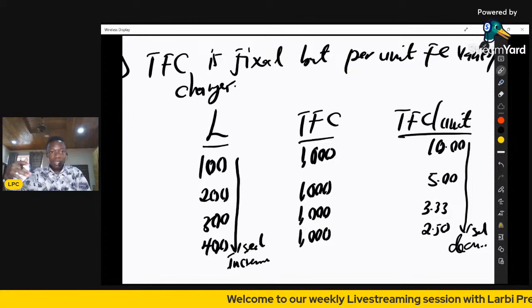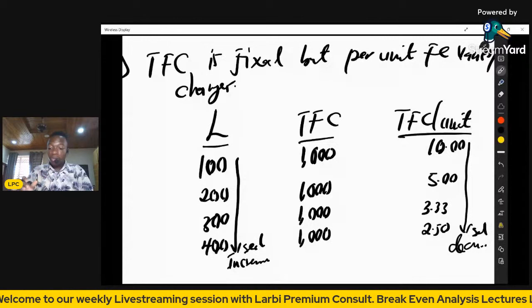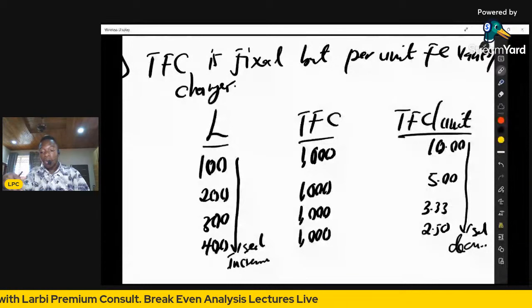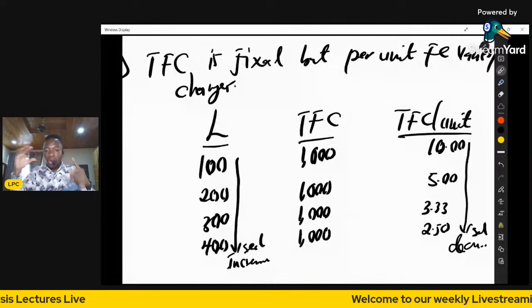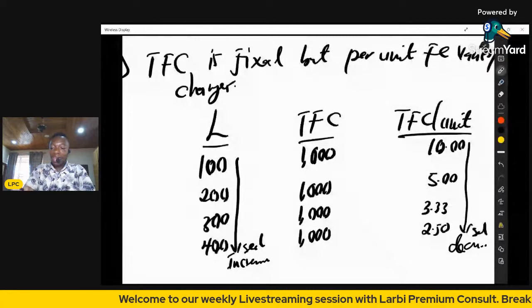So you can clearly see that fixed cost, irrespective of the level of output, remains the same. But the fixed cost per unit keeps on changing, and here there is a decrease in the change. This is what we need to understand when it comes to break-even analysis, right? So this is also the third assumption that we need to know.